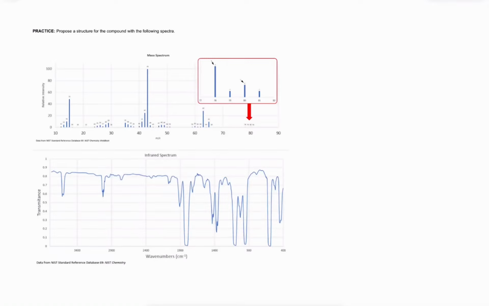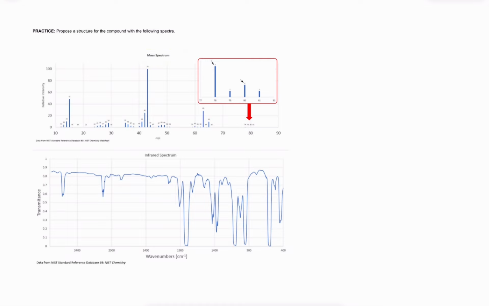Hello everyone! Let's solve this problem, which asks us to propose a structure for the compound with the following spectra. The first thing we need to do is to make some conclusions. Let's start with the mass spectrum.